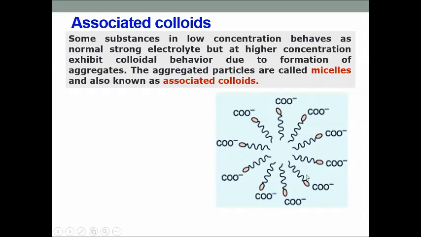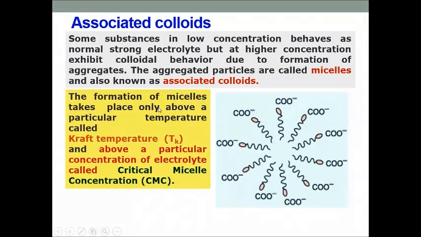And the structure is given like this. We know the hydrophobic and hydrophilic parts are there in soap or detergent. Here the tail is there. The head part has what? A COO minus charge. And this is the alkyl part. The formation of micelles takes place only above a particular temperature, which we name the Kraft temperature, or TK. Above this temperature, the micelle formation occurs. And above a particular concentration of the electrolyte, it is said to be the critical micelle concentration. So above a particular concentration of the electrolyte, it is named CMC.